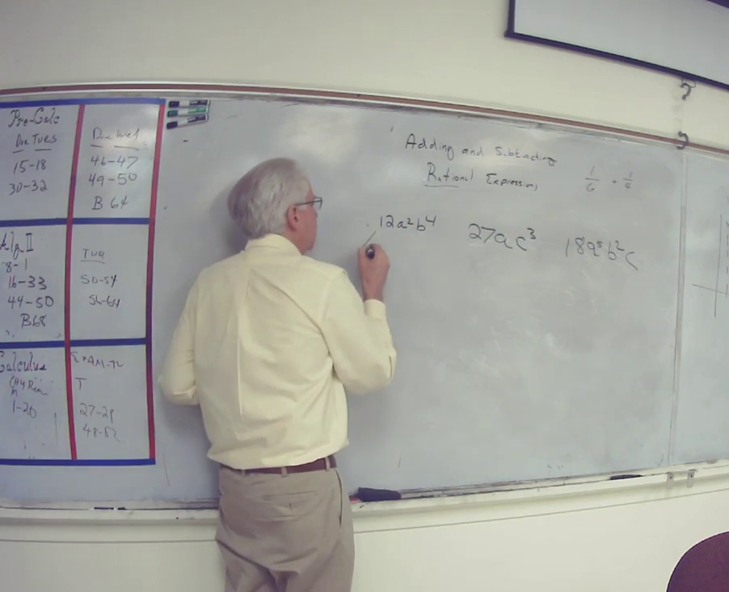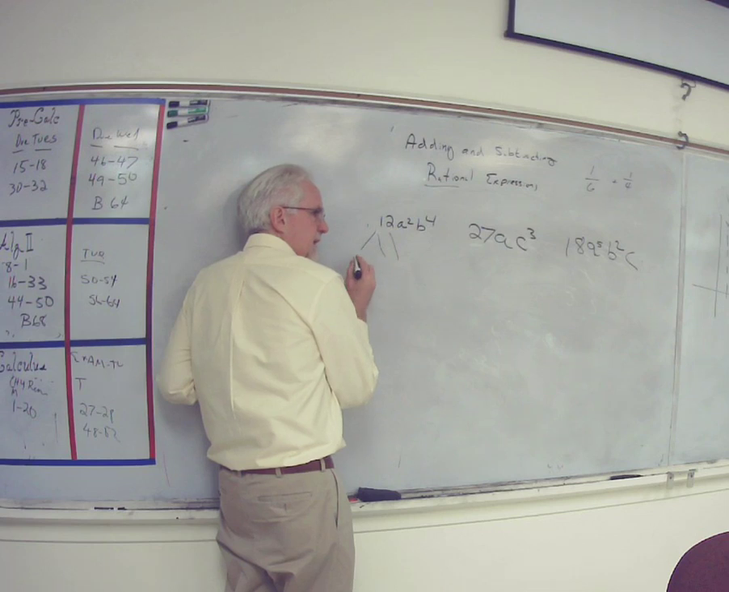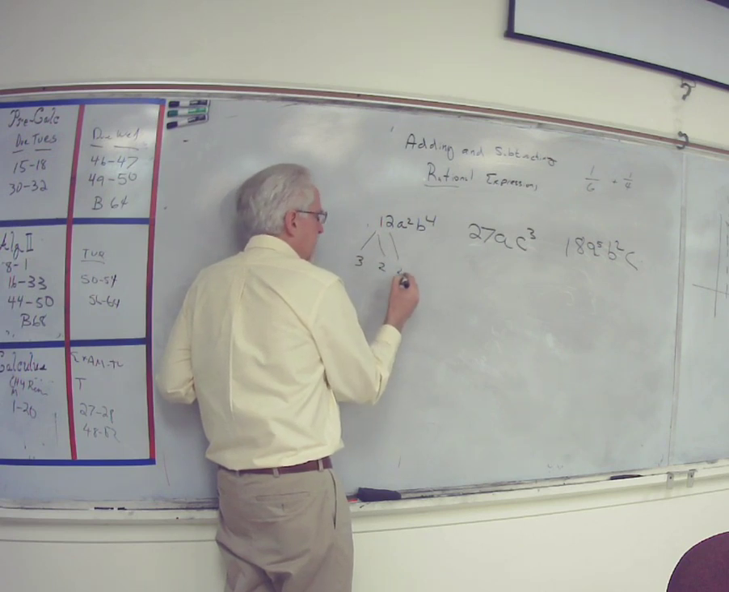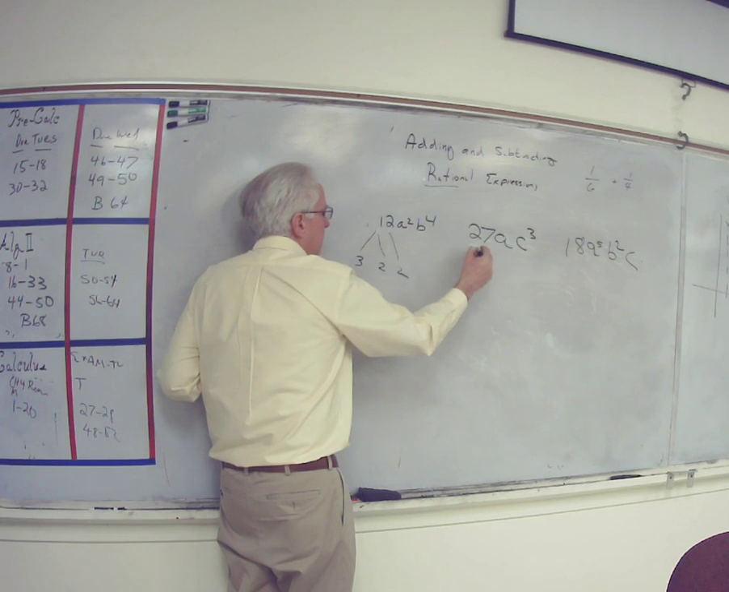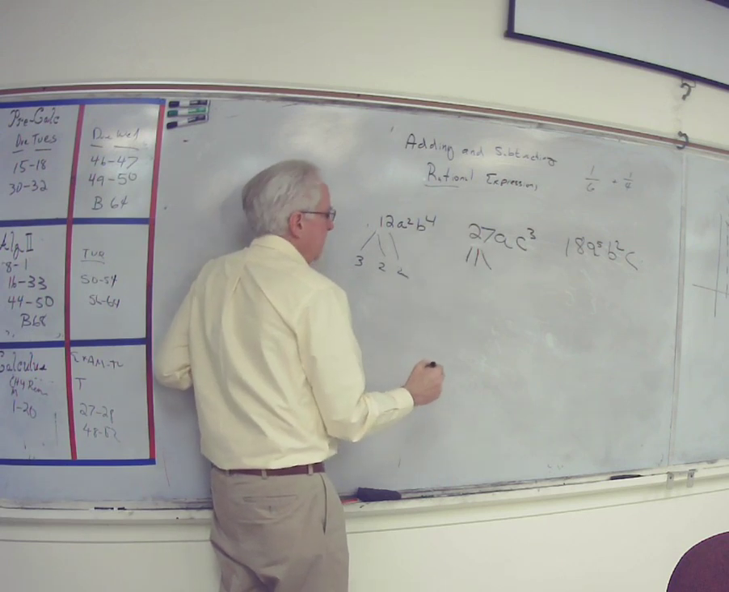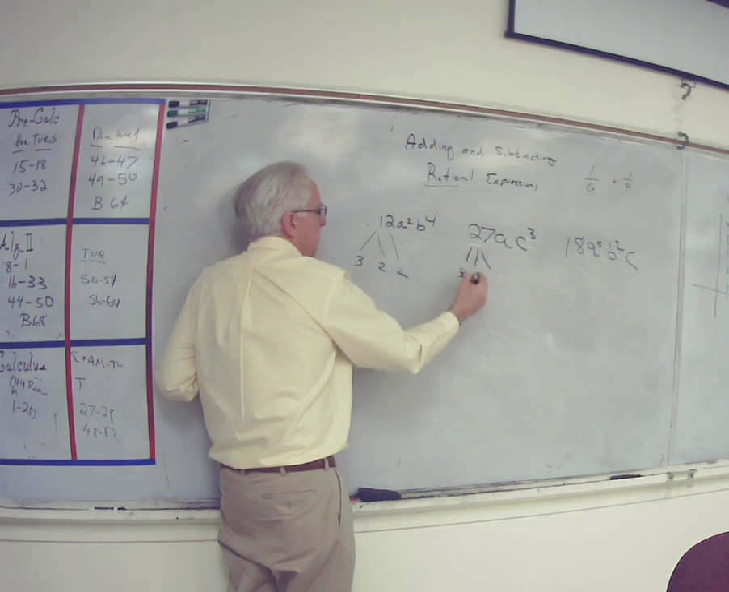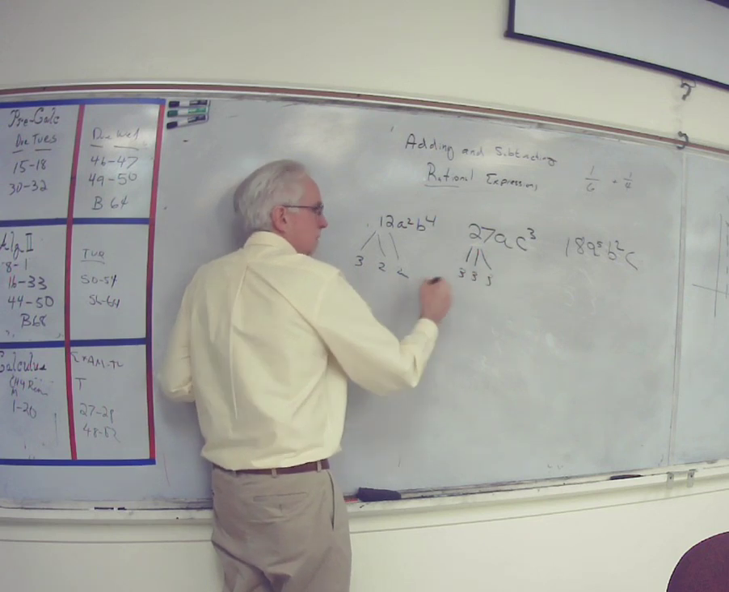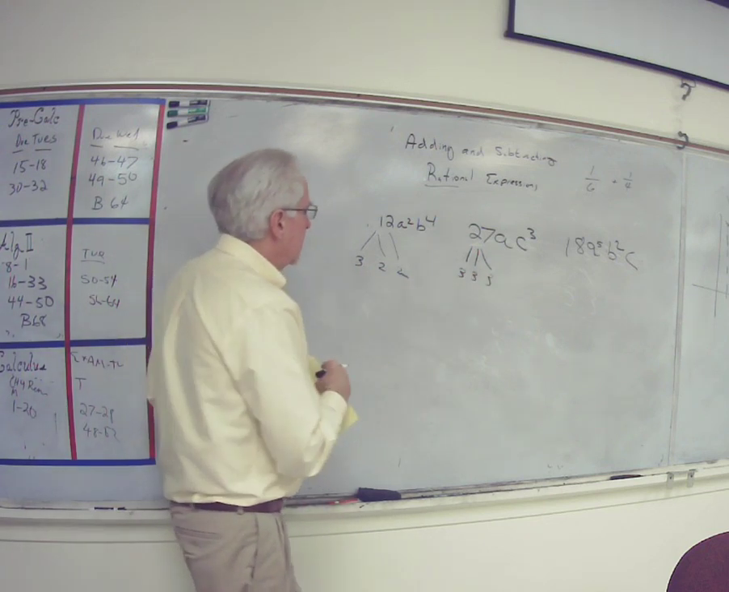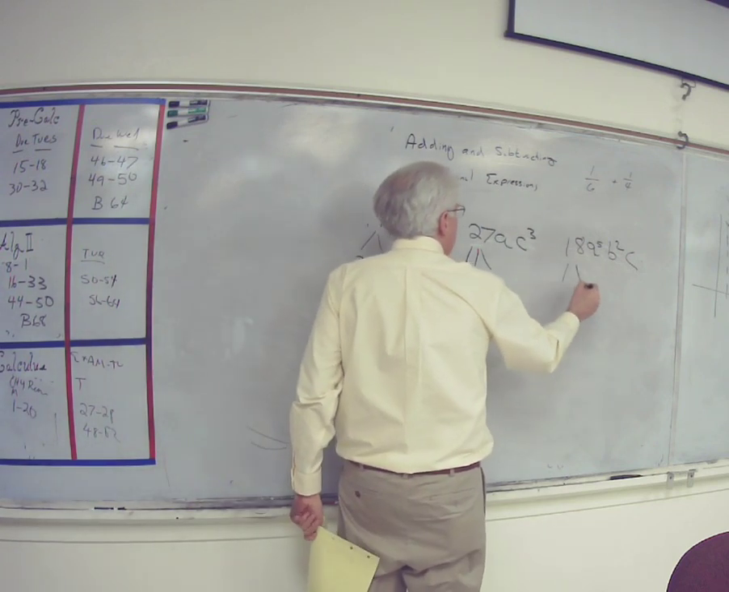Okay, can you just kind of give me what 12 would be? Can you kind of see it? 6 times 2, and then 6 is what? 3 and 2. 3, 2, 2. You see that? Okay. What's 27 going to be, Braden? 3 and 9. 9 is what? 3 and 3. Does that make sense? Okay. And then Logan, what are you going to do with 18?